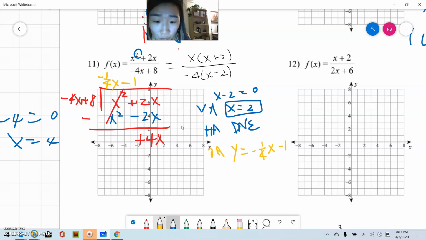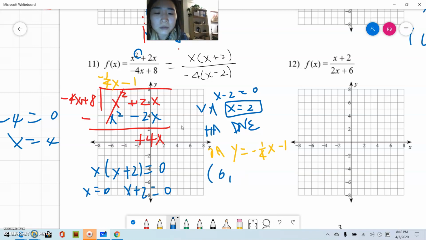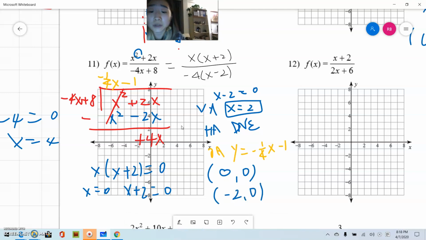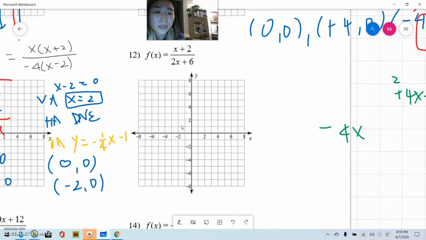Let's find zeros. Zeros is x times x plus 2 is equal to 0. So the numerator equal to 0. So either x is equal to 0, or x plus 2 is equal to 0. So my zeros are 0, 0 and negative 2, 0. So the y-intercept is also 0, 0. All right.